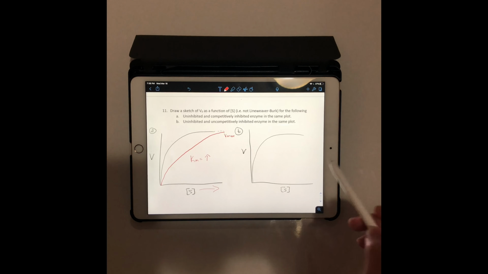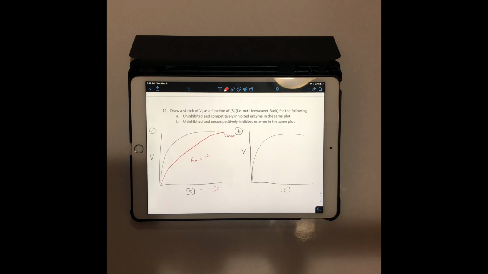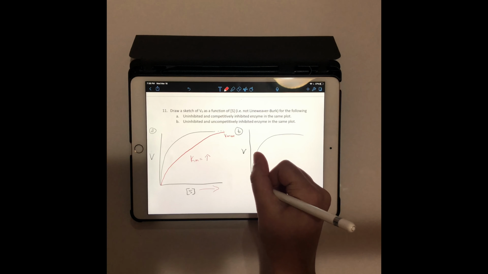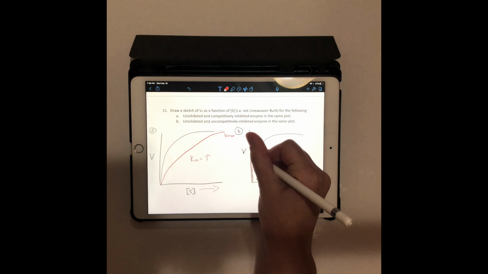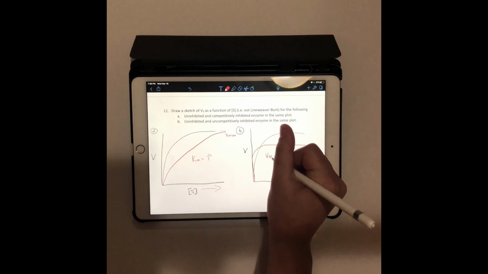For B, we have an uncompetitively inhibited enzyme in the same plot. So how we do this, it would look something along the lines of that, where both our Vmax and our Km are decreasing.